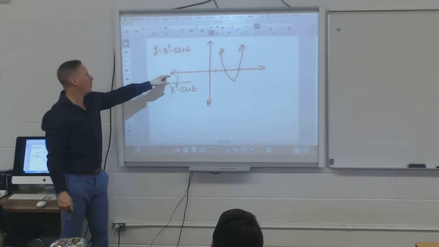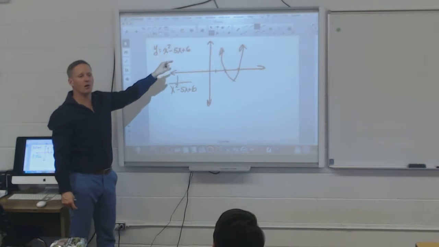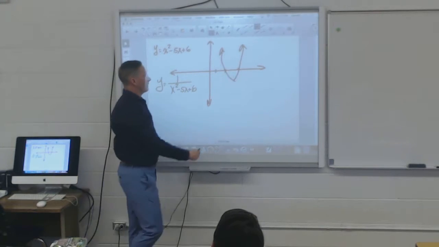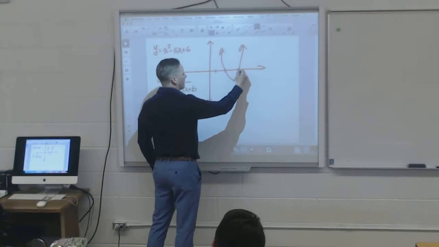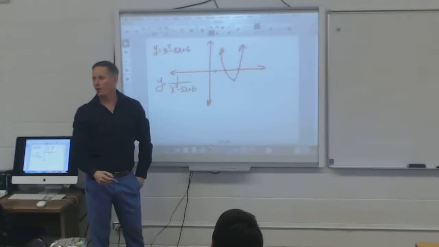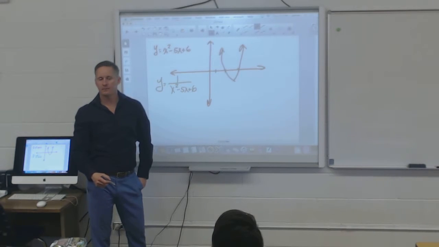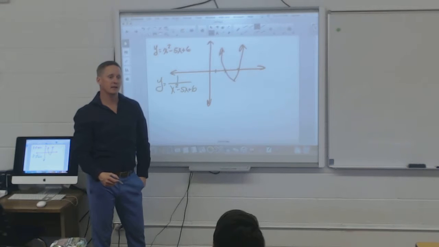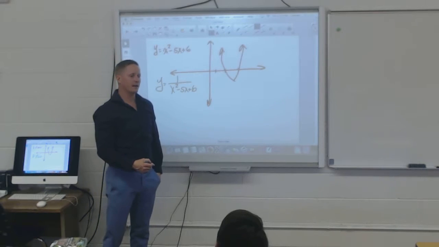When I take 1 over this graph, I'm taking 1 over all my y values. What's my y value right here and right here? 2 and 3. 0. Oh, 0. So when I take 1 over 0, what do I get? It's just error. It says an error, but what does it actually mean? What do we call that? Undefined.